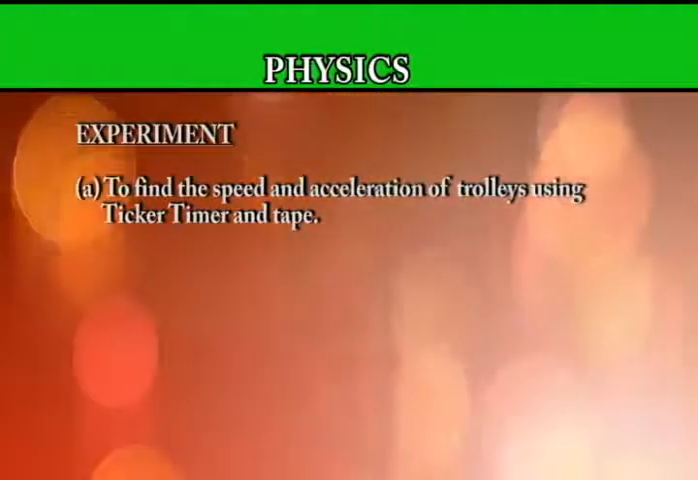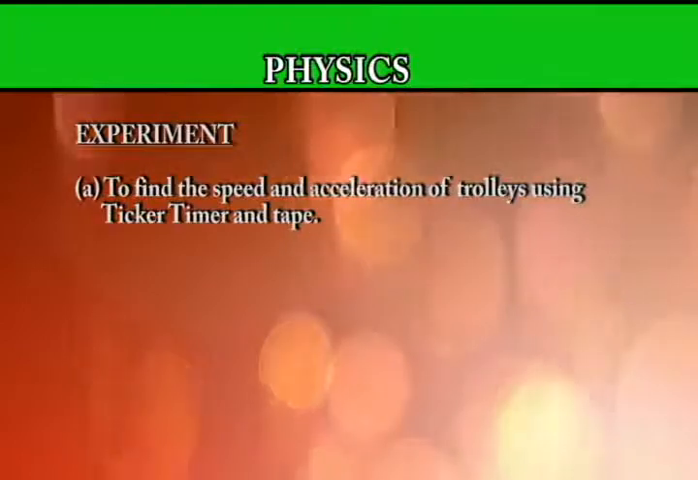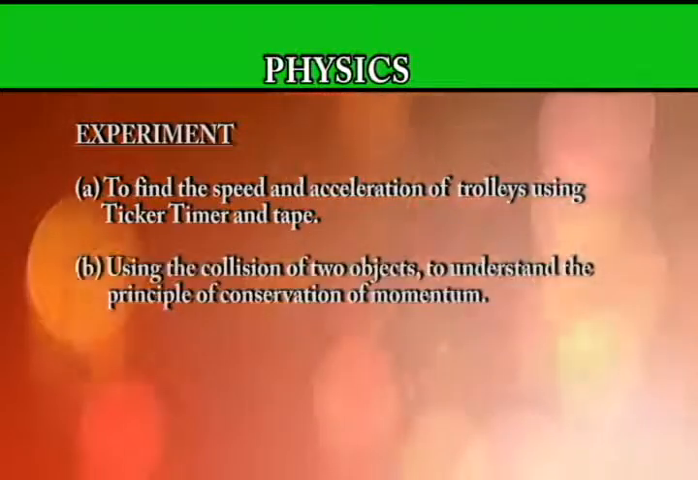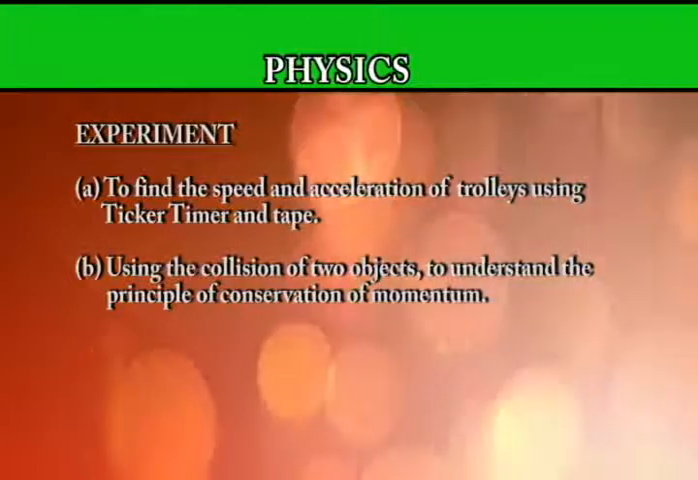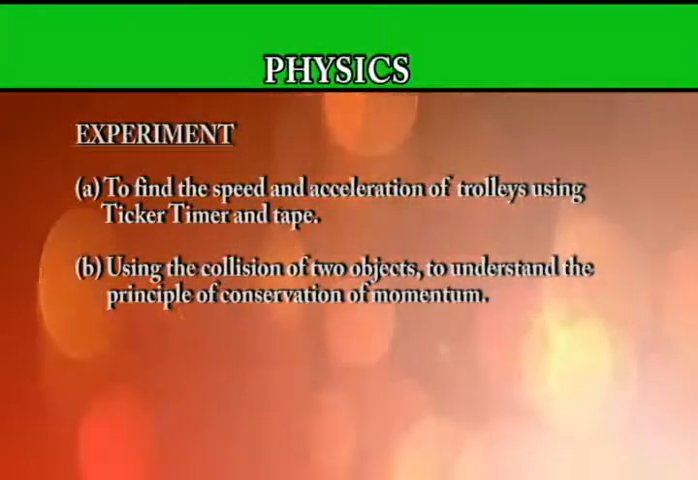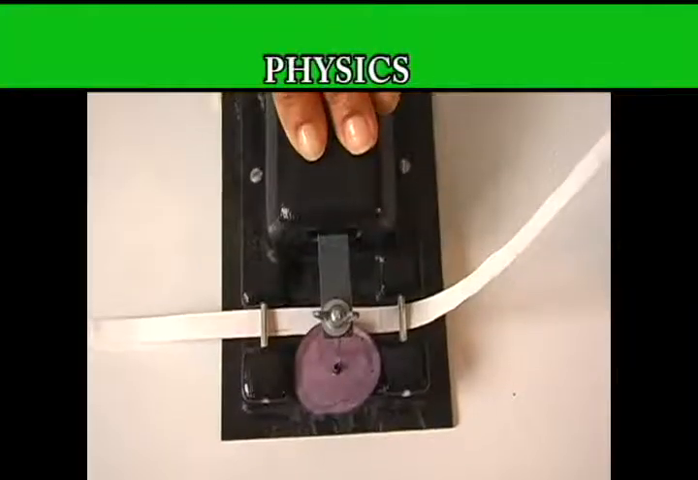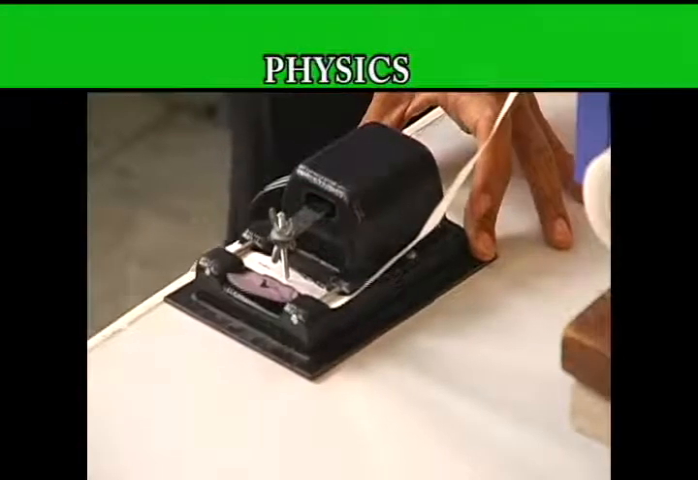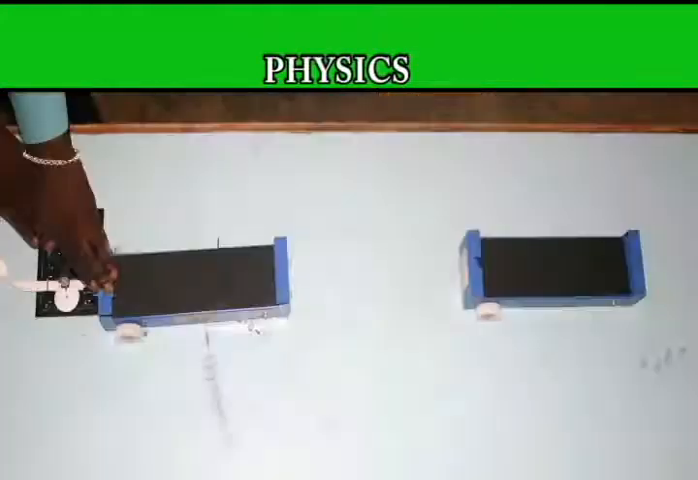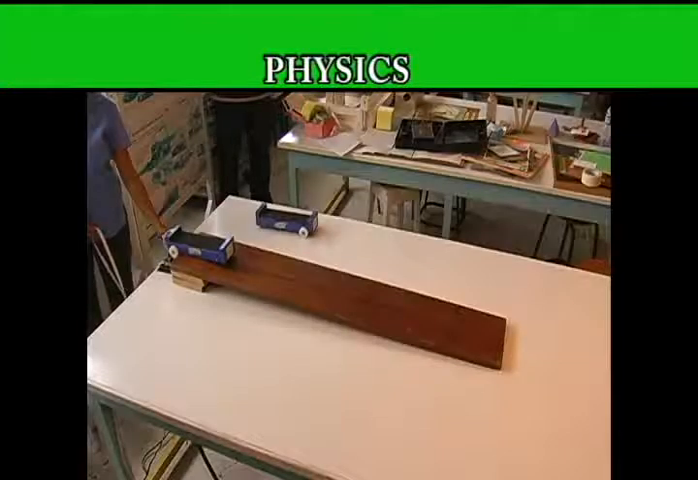Experiment. A. To find the speed and acceleration of trolleys using ticker timer and tape. B. Using the collision of two objects to understand the principle of conservation of momentum. Apparatus. Ticker timer and tape. Suitable low voltage AC power supply. Trolleys. Runway or ramp.